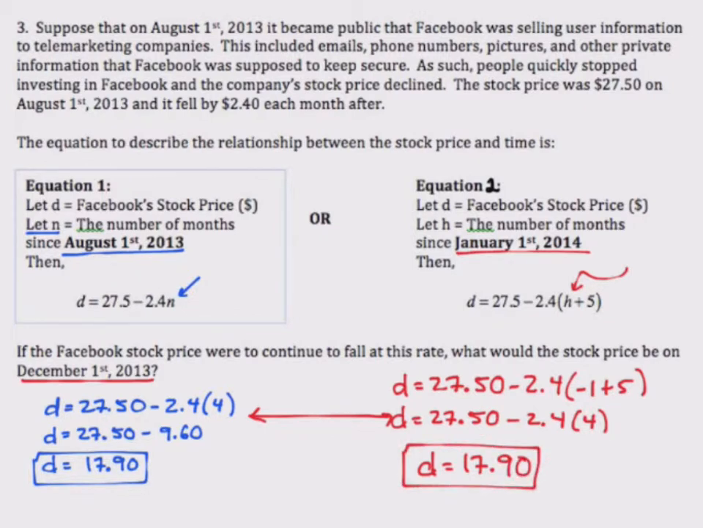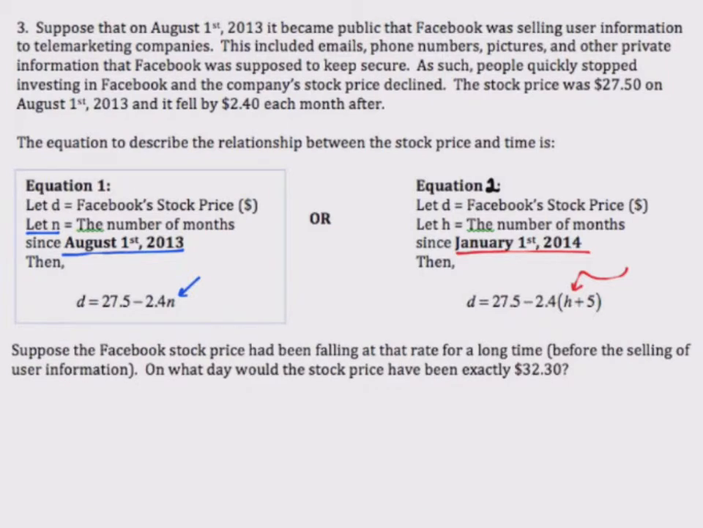Now, suppose that the Facebook stock price had already been falling at that rate for a long time, even before the selling of any user information. With that assumption, the question now is, on what day would the stock price have been exactly $32.30? So for both the first equation and the second equation, all we're going to have to do is substitute that value, $32.30, in for the variable D, which represents the stock price.